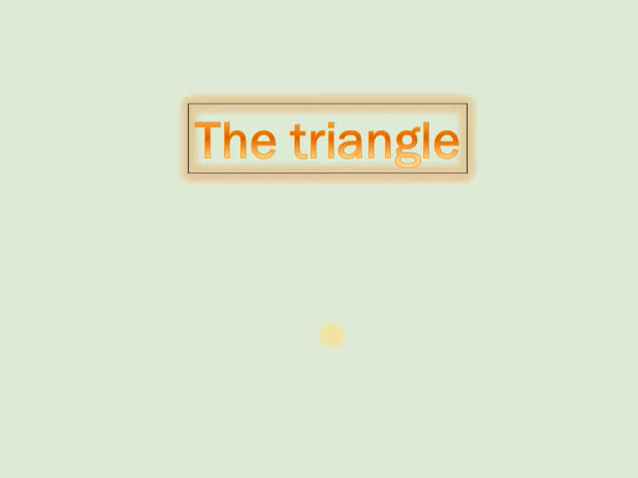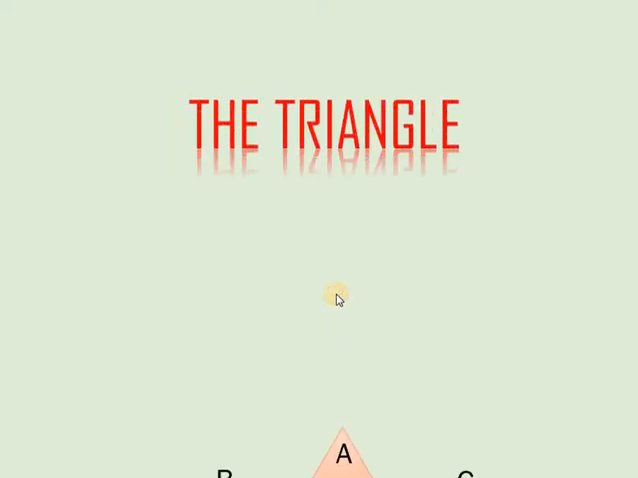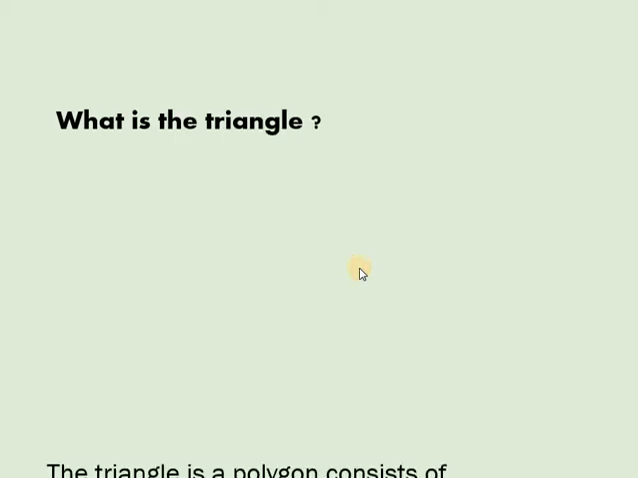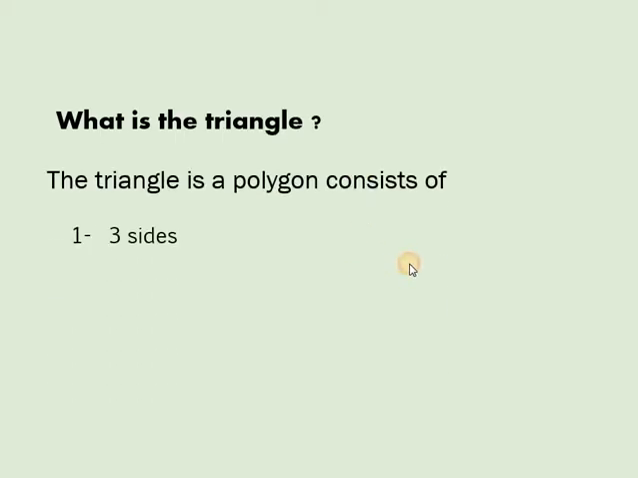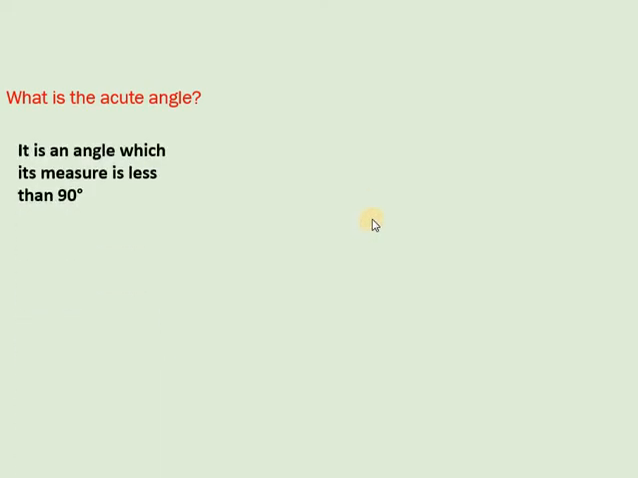Okay, what is a triangle? It's a polygon which has three sides. A triangle is a polygon with three sides, and it has three vertices and three angles. The number of vertices equals the number of angles equals the number of sides.